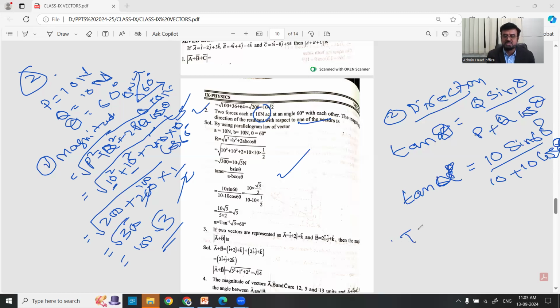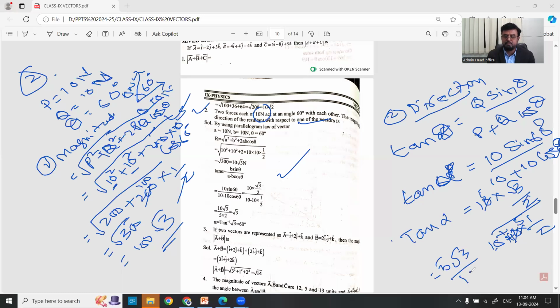So tan alpha is equal to 10 sin 60, which is nothing but root 3 by 2. The value of sin 60 you know from the trigonometry table. By 10 plus 10 into cos 60, which is nothing but 1 by 2. So 2 ones are 2, 5 twos are 10. It becomes 5 root 3 by 10 plus 5, 15. So you can cancel 5 ones are 5, 5 threes are 15. Root 3 by 3. So you'll get that. Just a minute, let me clear.